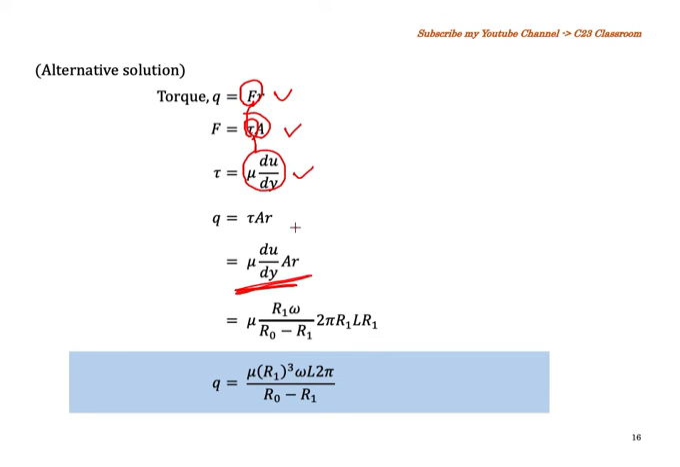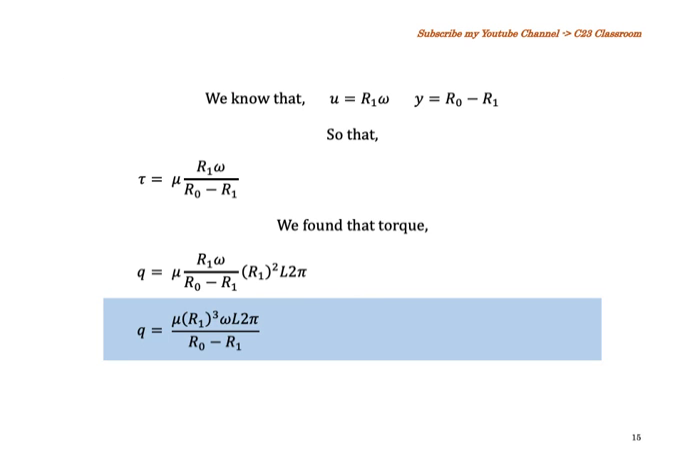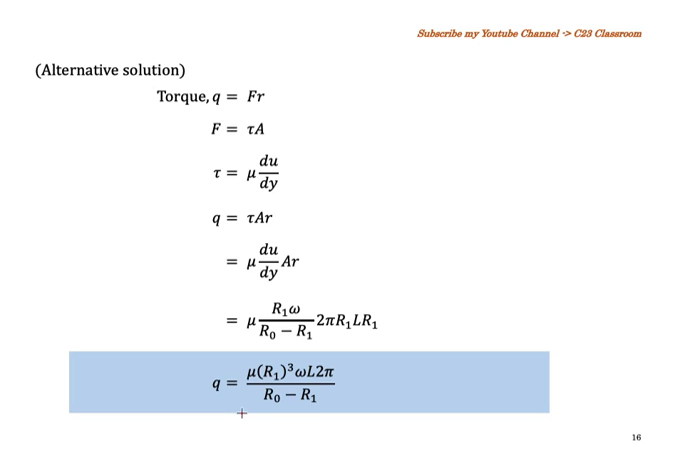Then we change the u here from the rotational speed into the linear velocity, so we get r1 omega here. We substitute the value of dy here as the gap between the moving and fixed surface, so it is r0 minus r1. Then we substitute the value of A here as 2 pi r1 L, and the value of r here is r1. Finally we get the final answer, similar to our derivation method here. So Q is equal to mu r1 cube omega L 2 pi over r0 minus r1.